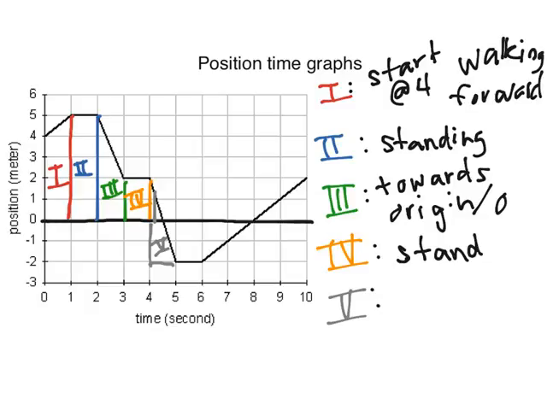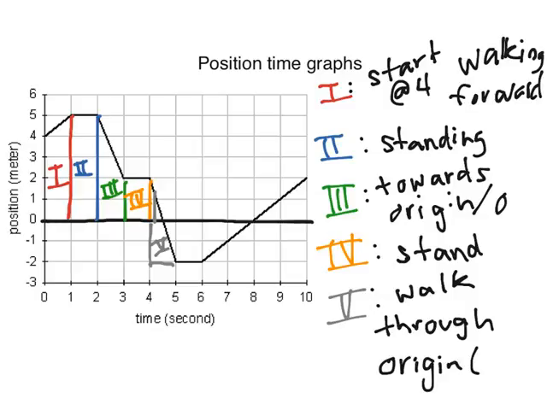And then 5, we are walking away from the origin. We're walking essentially through the origin. So we were in the positive area, and we are transitioning into the negative. So we're walking through the origin, or through 0 on our line in the classroom. So here we've ended negative, but we started at positive 2. So in this 1 second, we've gone 4 meters backward.